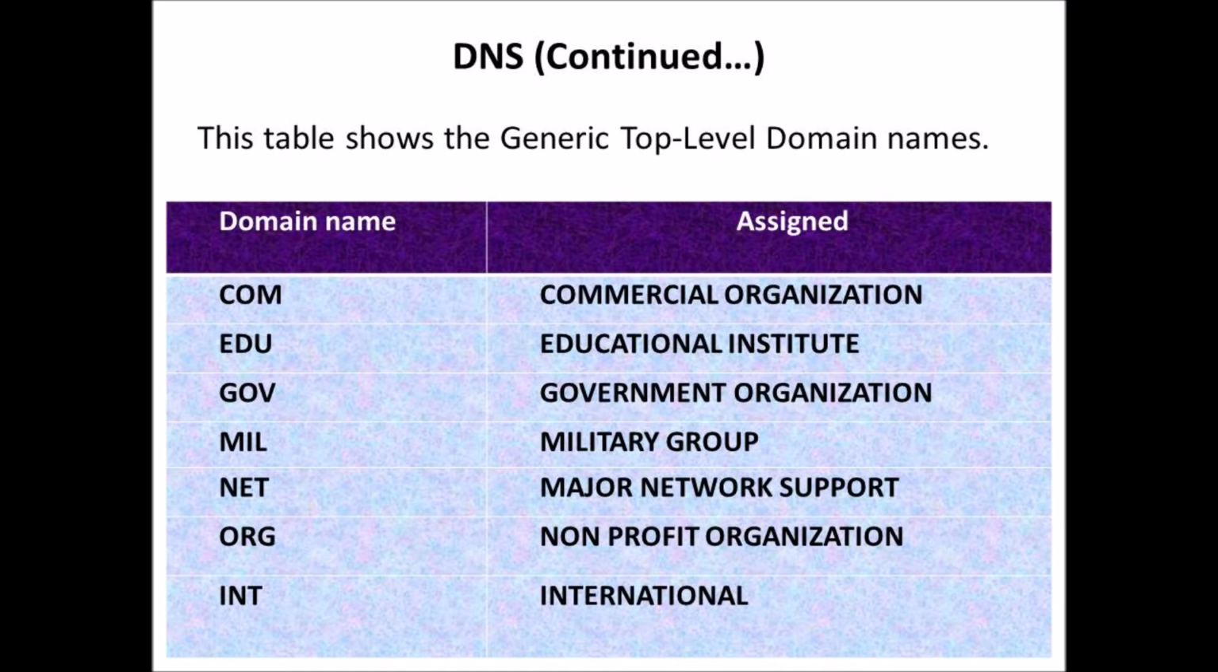In this, COM is assigned for commercial organization. EDU is assigned for educational institute. GOV is assigned for government organization. MIL is assigned for military group. NET is assigned for major network support. ORG is assigned for non-profit organization, and INT is assigned for international.